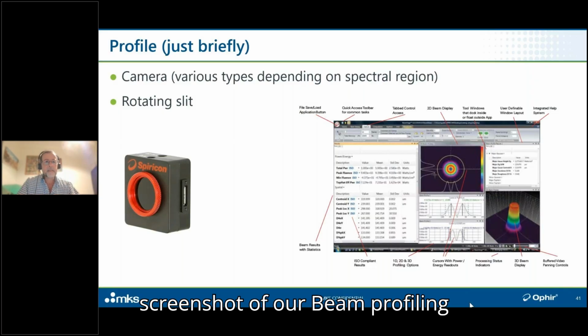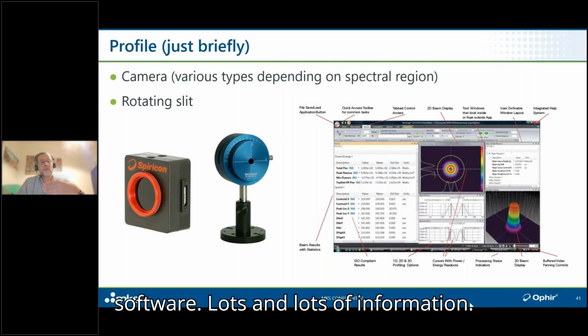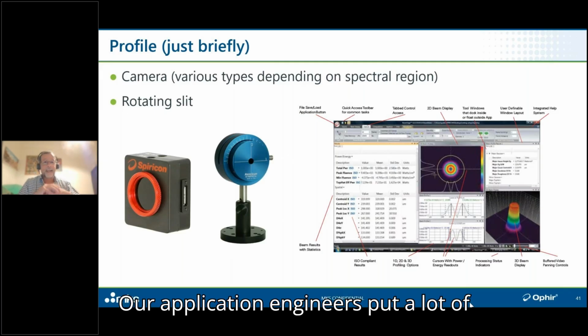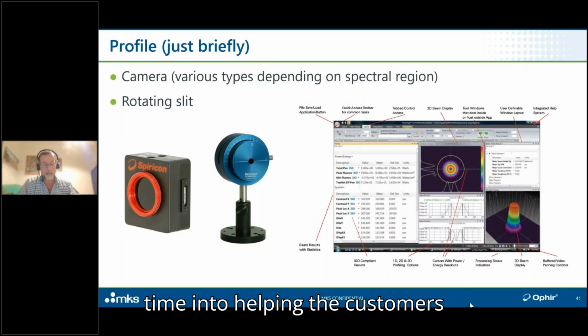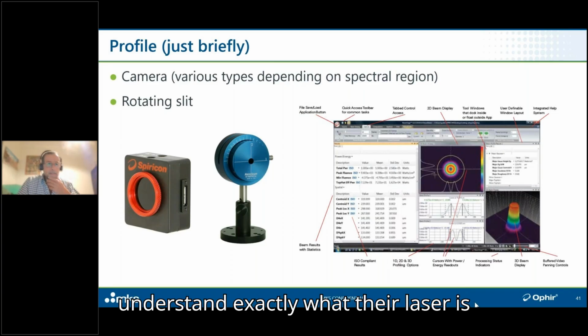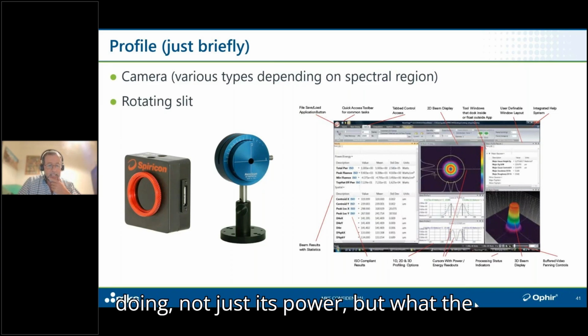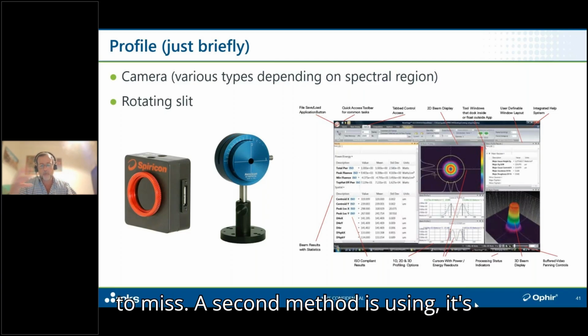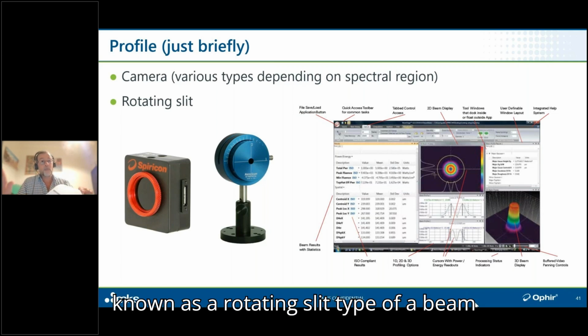A second method is known as a rotating slit type of beam profiler. Here's what one of those looks like. Again, I'd love to get into the physics of that, but it's way beyond the scope of our conversation today. Also, all sorts of specialty items, instruments for measuring M², focal spot analyzer. If you don't know what on earth I just said, apparently that means you don't need one of those, but whatever.